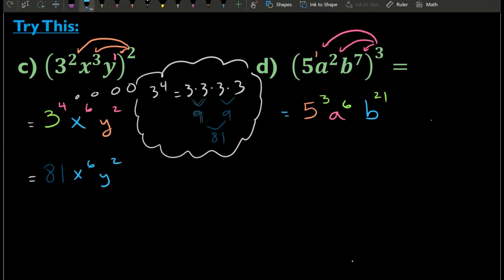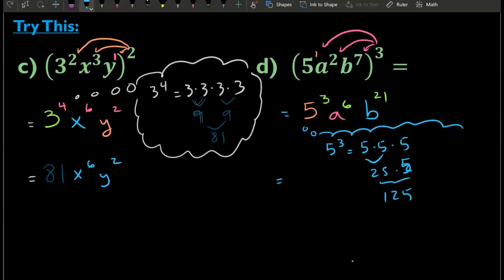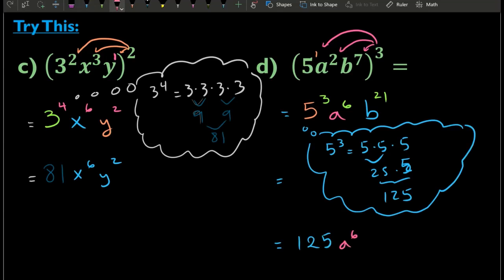Okay, 5 to the 3rd power is just like 5 times 5 times 5. 5 times 5 is 25, times 5 again is 125. So 5 to the 3rd power is 125, a to the 6th, b to the 21st. Okay, that's it for part D.